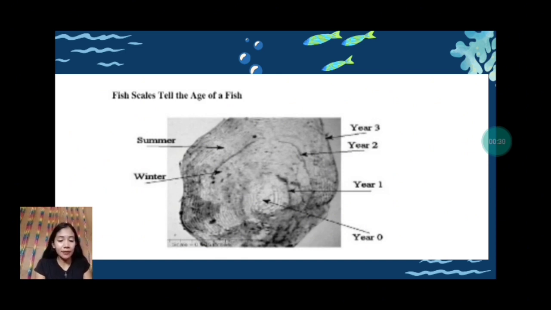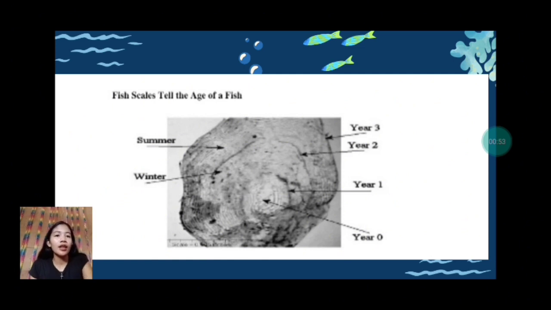On the scales, you can identify the summer growth and the winter growth. There will be several rings in each. The core represents the fish when it was first born as a fry. The rings near the edge are the most recent periods of growth.